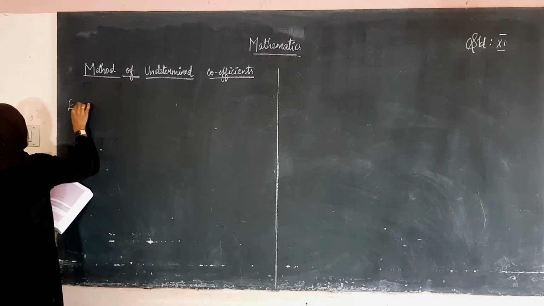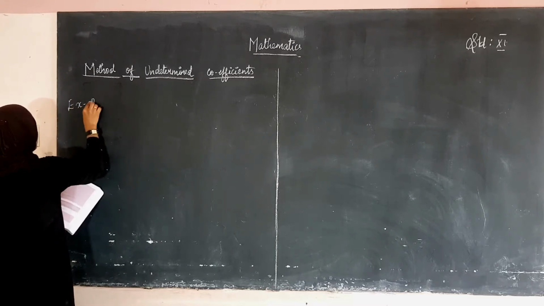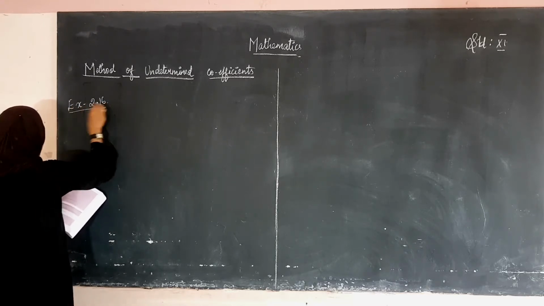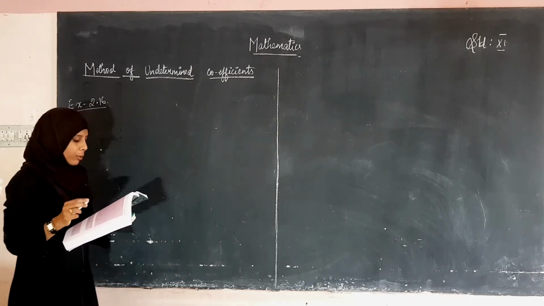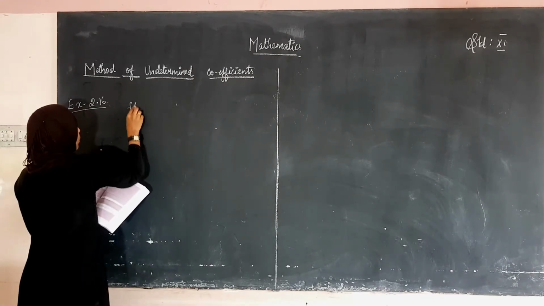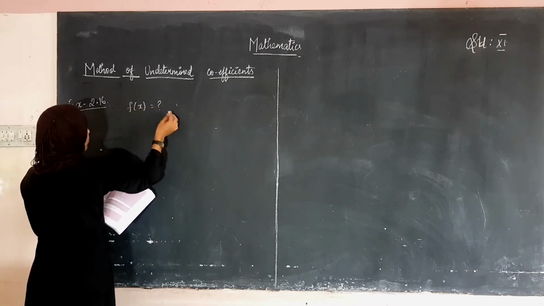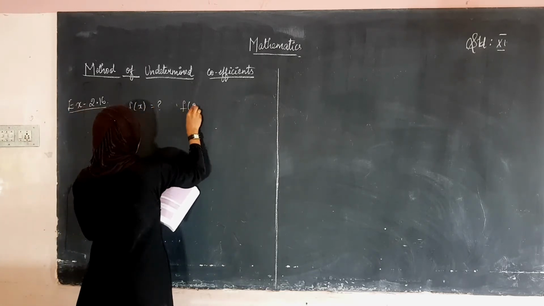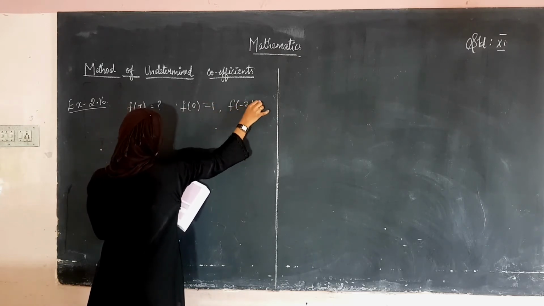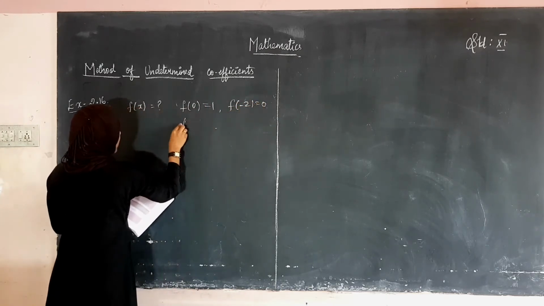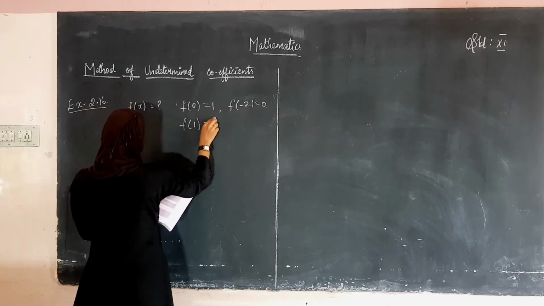Example number 2.16. See the question. Find a quadratic polynomial f of x such that f of 0 is equal to 1, f of minus 2 is equal to 0 and f of 1 is equal to 0. We have to find f of x.